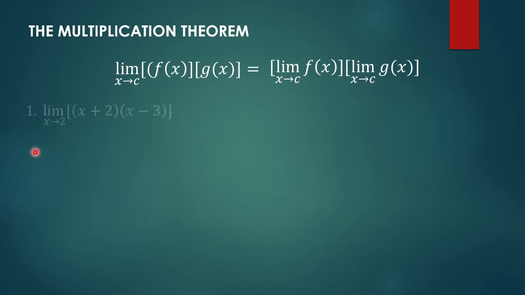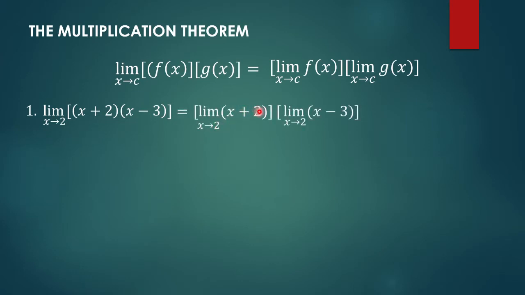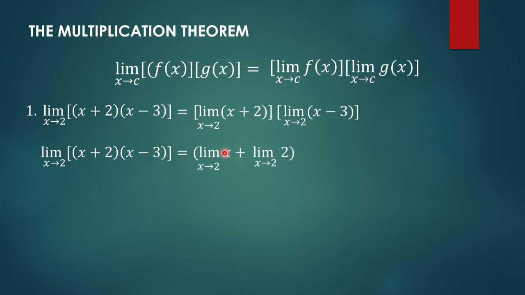For example, we have the limit of x plus 2 times x minus 3 as x approaches 2. So we can write this as the limit of x plus 2 as x approaches 2 times the limit of x minus 3 as x approaches 2. Applying other theorems, we can have this as the limit of x as x approaches 2 plus the limit of 2 as x approaches 2.